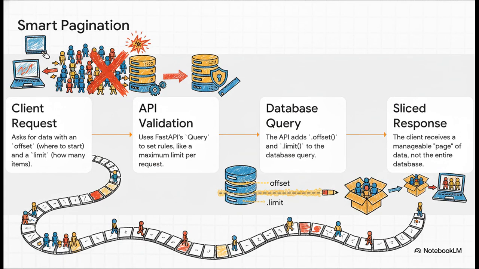Okay, so what if we have thousands of heroes? We can't just send the entire database to the user in one giant request. That would totally crash the server. The solution is something called pagination. We basically let the client ask for data in pages. They tell us where to start and how many to grab, and our API smartly just slices up the database query. This protects our server while giving the user all the control.